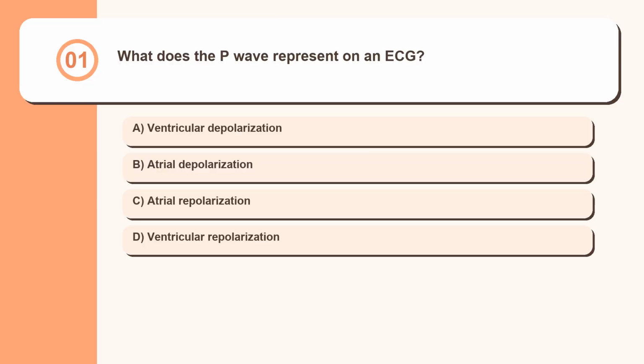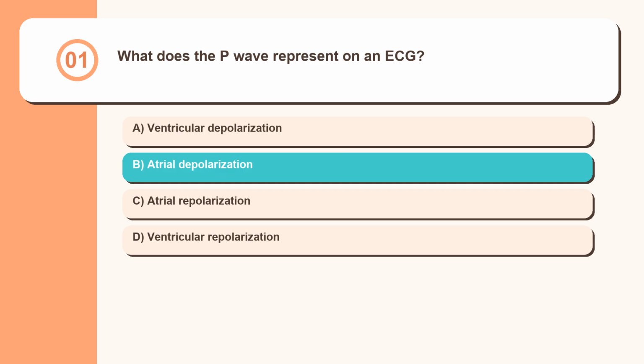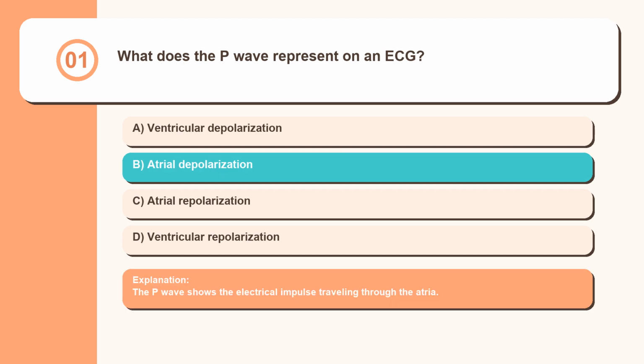Question 1. What does the P wave represent on an ECG? Ventricular depolarization, atrial depolarization, atrial repolarization, ventricular repolarization. The P wave shows the electrical impulse traveling through the atria.